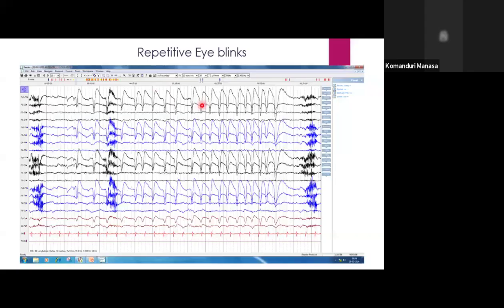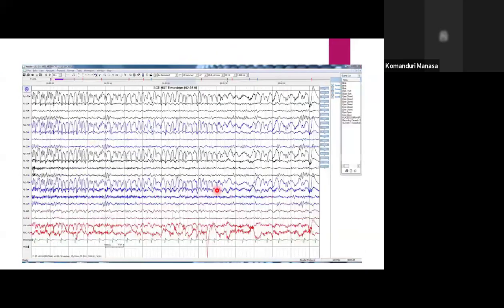How to identify it as an eye blink artifact: it will not extend beyond the mid-temporal region. It is mostly present in the frontopolar electrodes, FP1, FP2, symmetric bilaterally. These repetitive eye blinks can sometimes be mistaken for FIRDA activity. This is an ocular flutter, or a repetitive eye blink artifact that is more frequent than that. It is an ocular flutter.